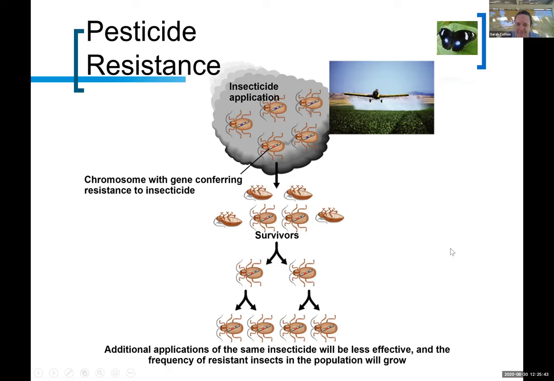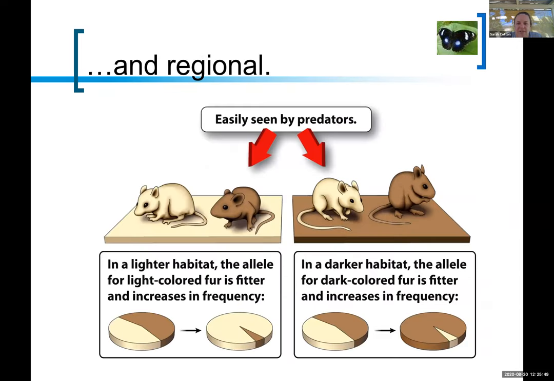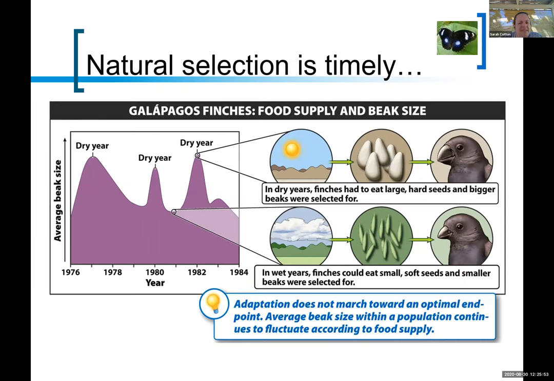Anyway. Okay. So another example of that whole timely thing and regional. So you can look at these, right? If you need more examples to feel better, maybe take the time to think about this a little bit. Yeah? What is the deal with the finches and their beaks and the weather? And how do these things relate to each other? What is this about, right?